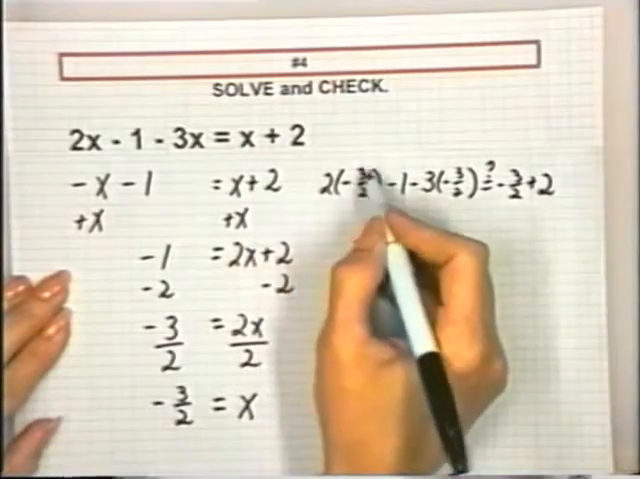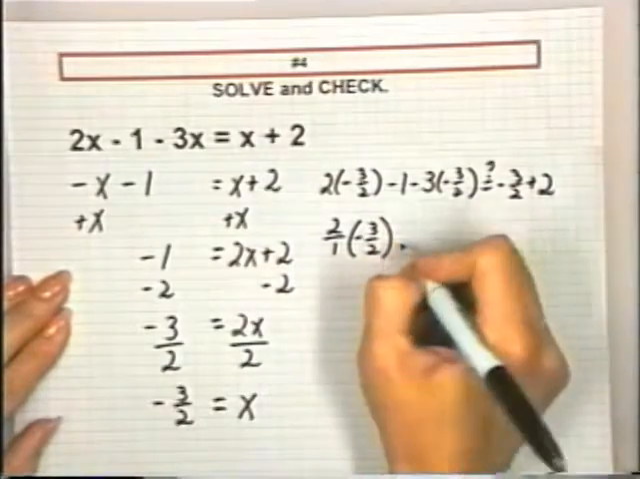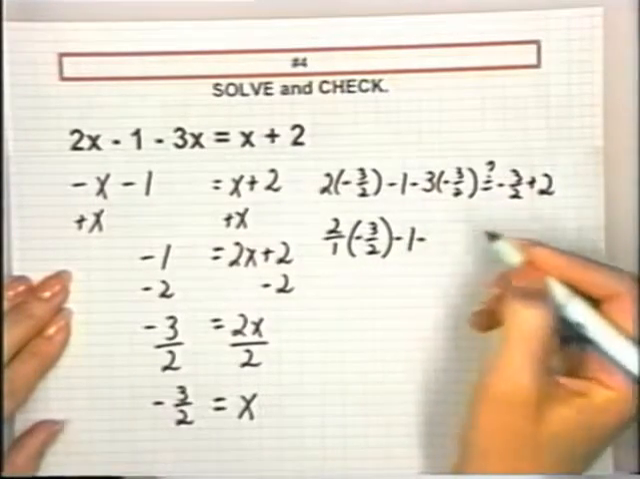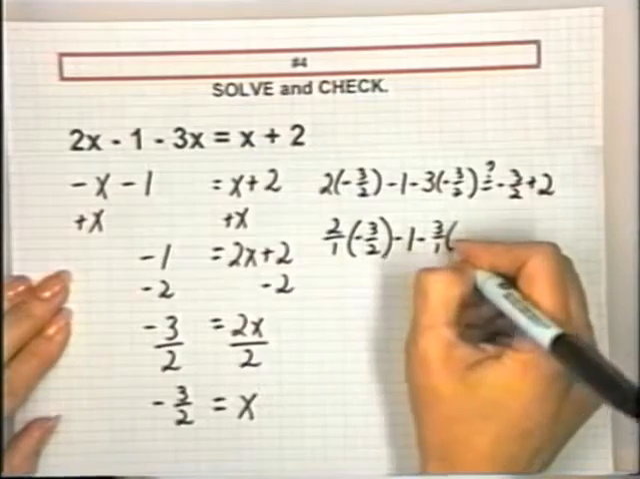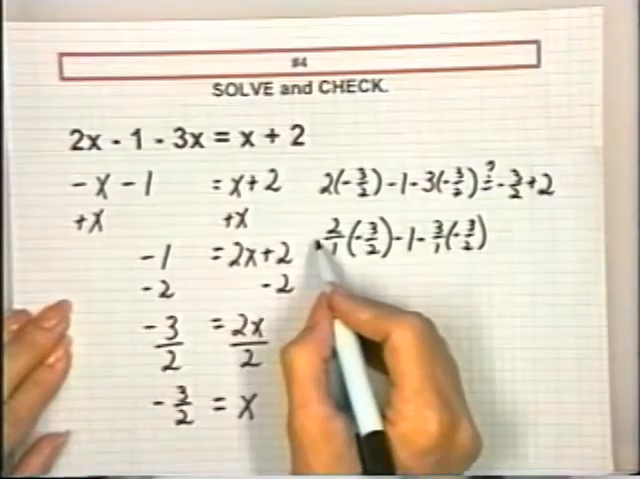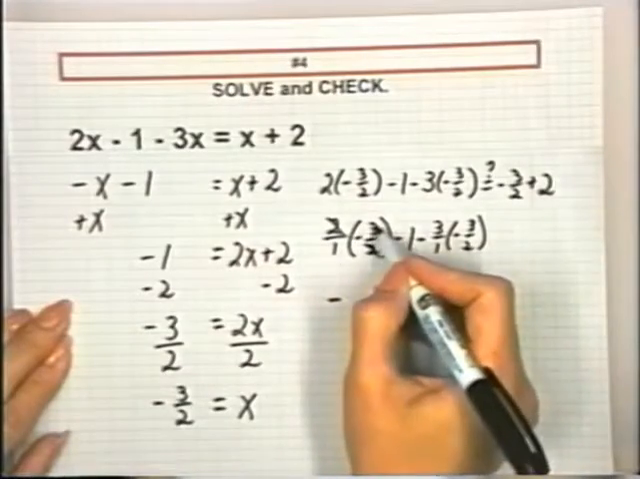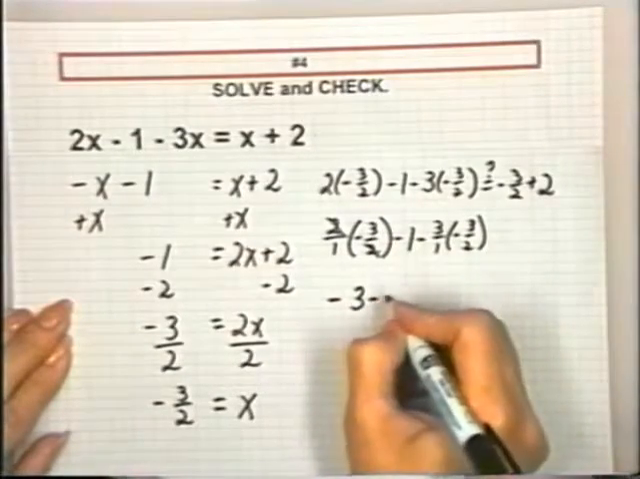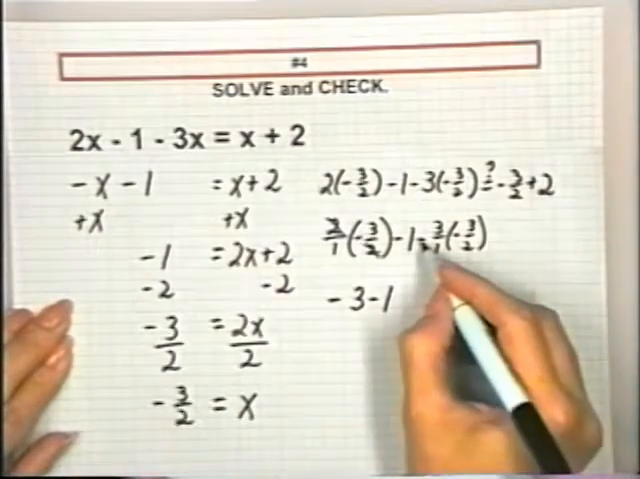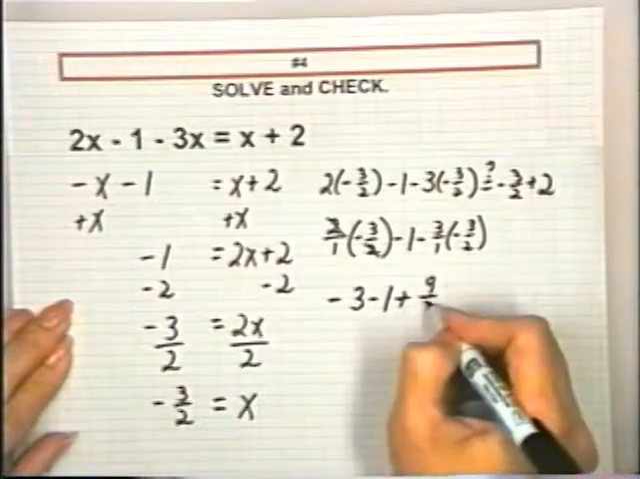I need to multiply 2 times -3/2, so I will say 2 over 1 times -3/2, subtract 1. I need to multiply the -3 times -3/2, so I'll write my minus sign. 3 over 1 times -3 over 2. When I multiply, the positive times the negative is a negative. The 2's will cancel. I am left with 3 over 1, which is 3. I have my -1. When I multiply my -3 over 1 times -3/2, the negative times the negative is a positive. 3 times 3 is 9. 1 times 2 is 2.